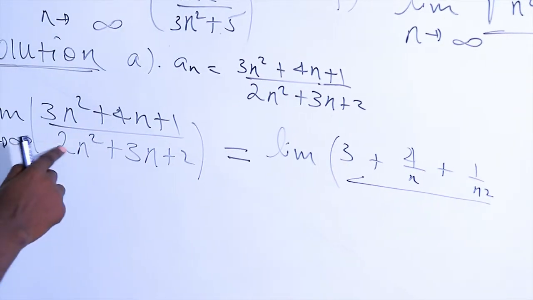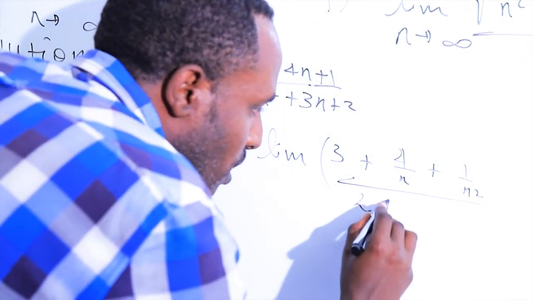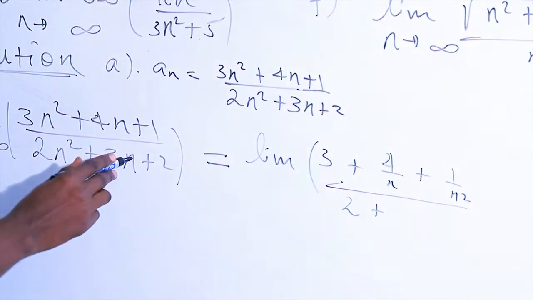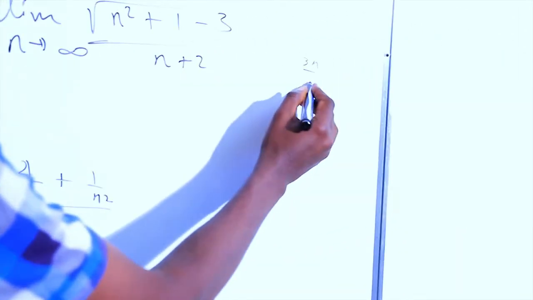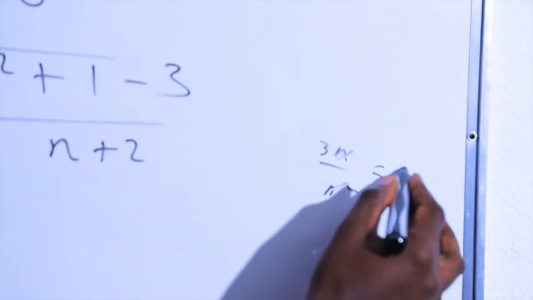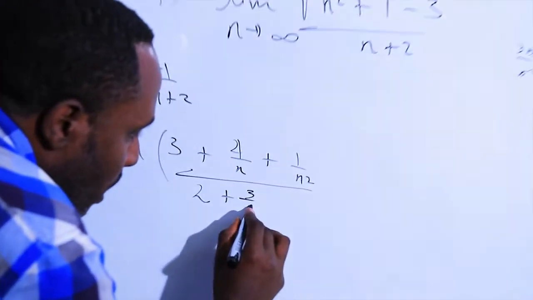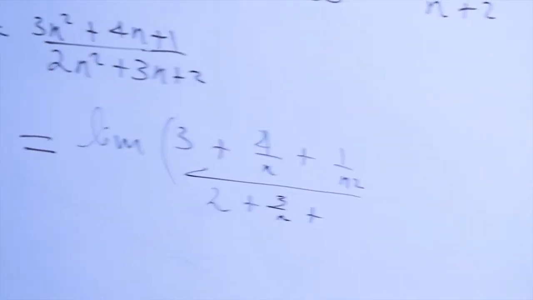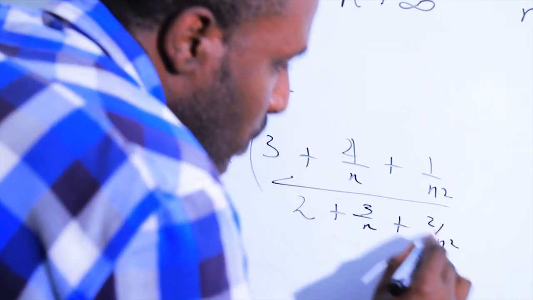From the denominator part, 2n squared divided by n squared, we have the result 2. Plus 3n divided by n squared, the n by n is cancelled out, simply 3 over n. Plus here 2 is divided by n squared, we can say 2 over n squared.